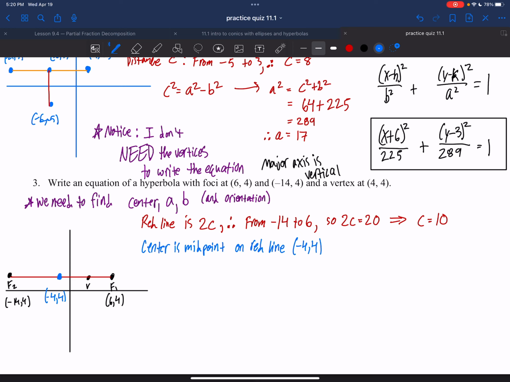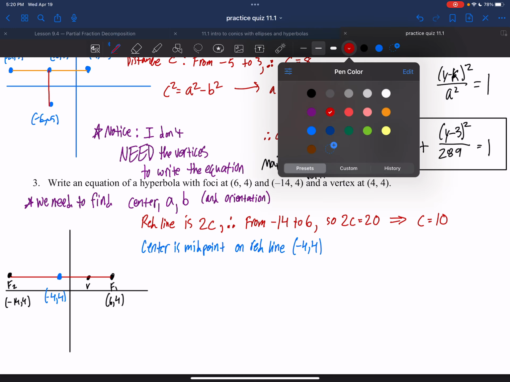And again, you can get that by doing 6 minus 10, since C is 10, or you can get that by doing negative 14 plus 10. Either one of those is going to get you that x-coordinate of negative 4. And so you've got the center.